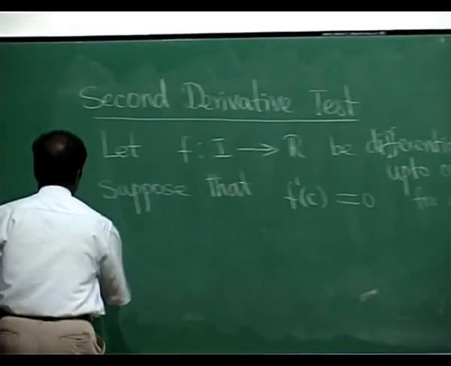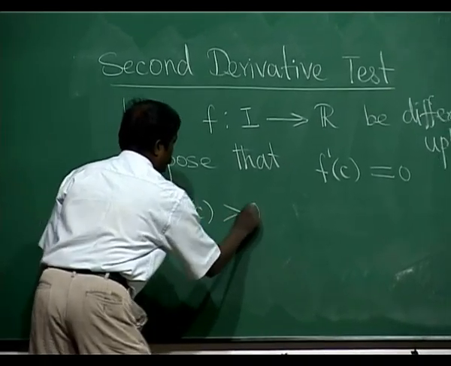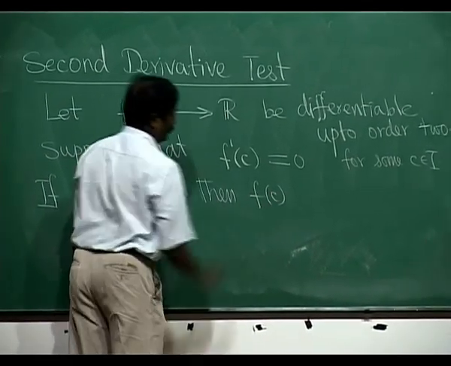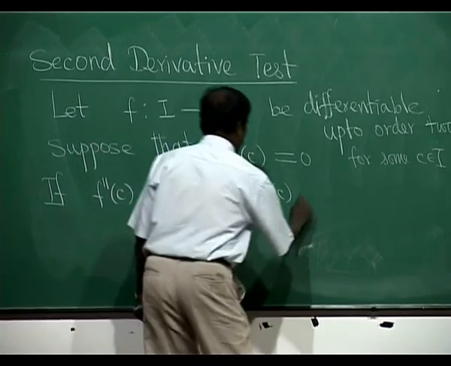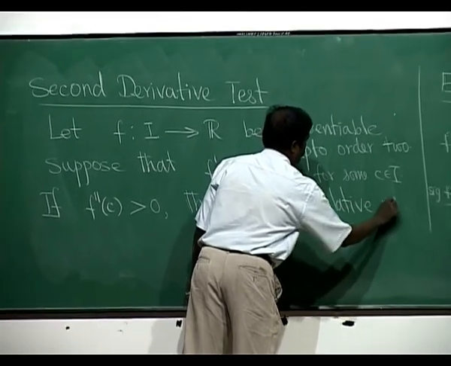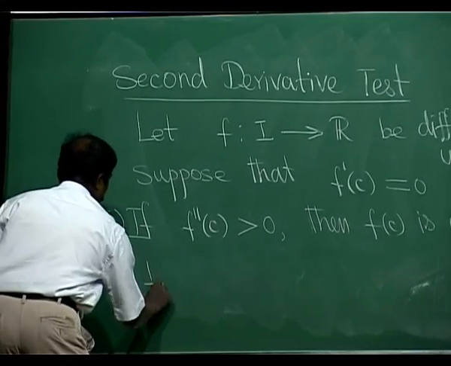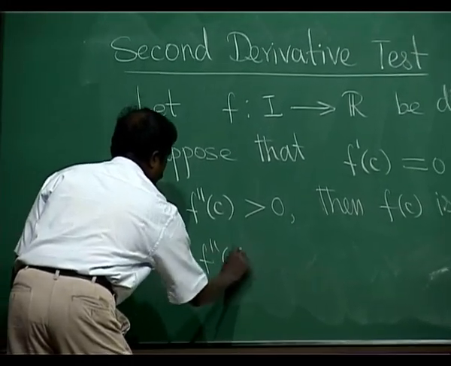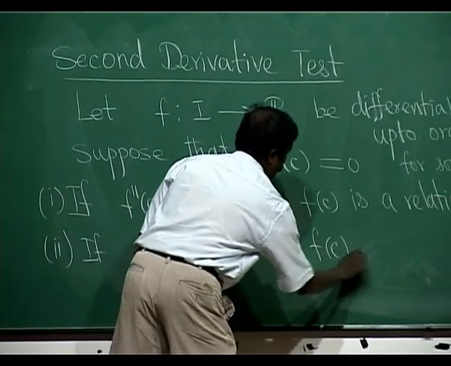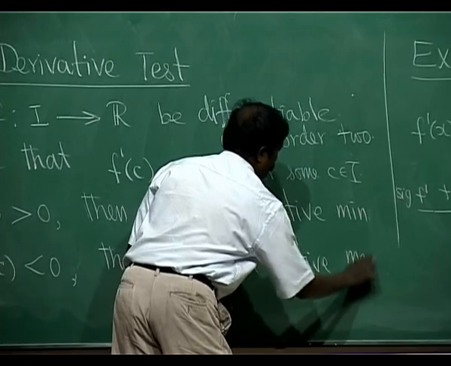Suppose that, one, if f''(c) is positive, then f(c) is a relative minimum or local minimum. Two, if f''(c) is negative, then f(c) is a relative maximum.